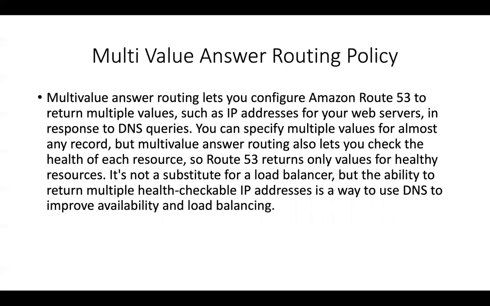And the multivalue answer routing policy lets you configure Route 53 to return multiple values such as IP addresses or DNS names as a response to your query, right? So you can specify multiple values for almost any record, but the multivalue answer routing policy also checks the health of your records, unlike the simple routing policy. And it also returns the values of only the healthy records that are available.